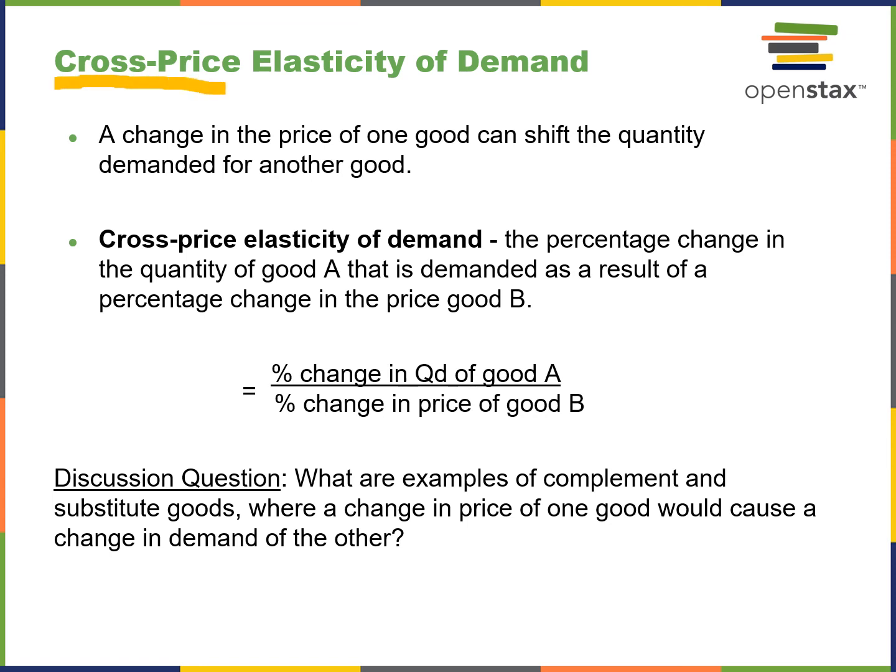Cross price elasticity of demand is the influence of the change in the quantity of one good influencing the change of price in another good. So what are some examples of complement and substitute goods? Complementary goods would be like hot dogs and hot dog buns. Substitute goods would be like hamburger buns can substitute for the hot dog buns. And so a change in price of one good may cause a change in the demand of the other.